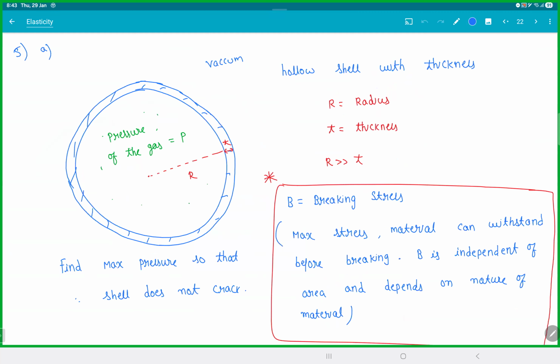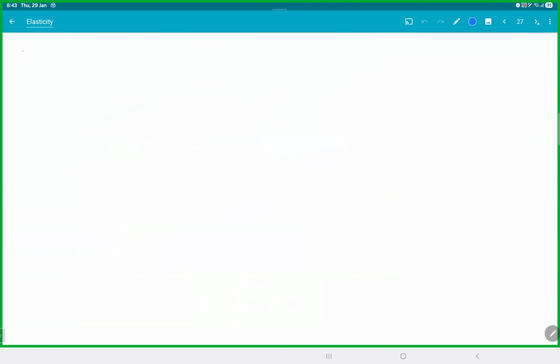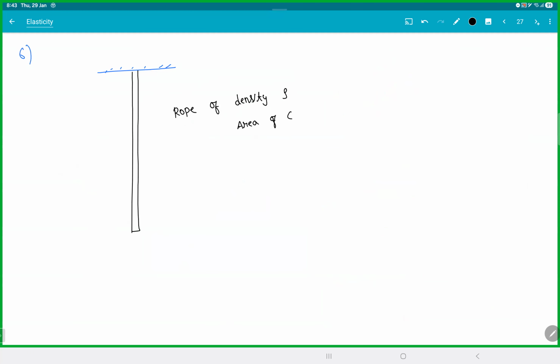Let's see one more. This is an easy one. We have a long rope of density rho, area of cross section A. B is the breaking stress. Find the maximum length of the rope that you can hang so that it doesn't break. Gravity is there. This is a CET level question.